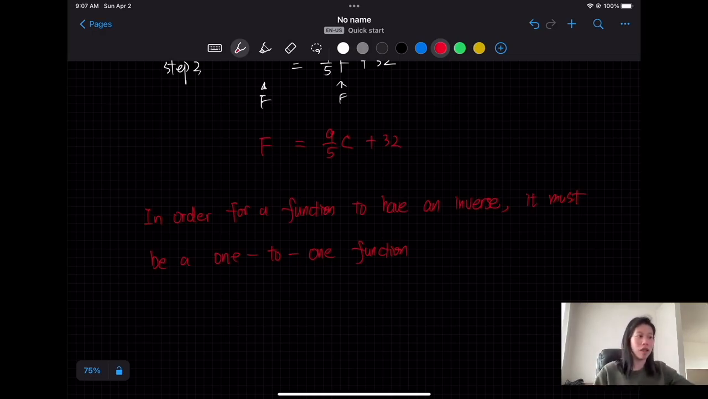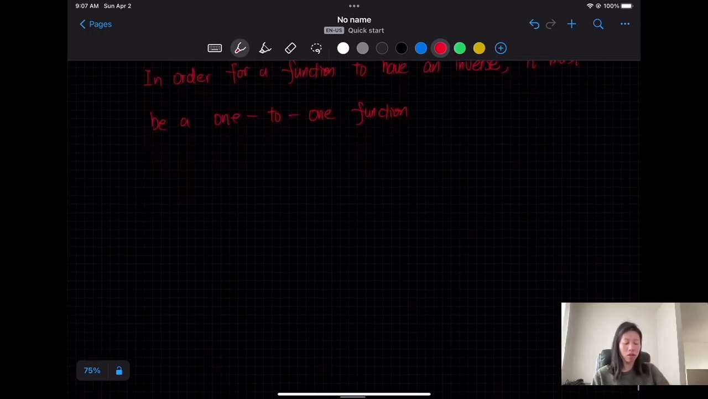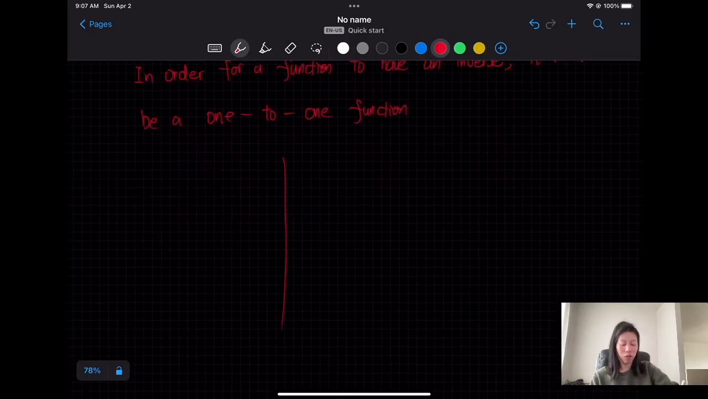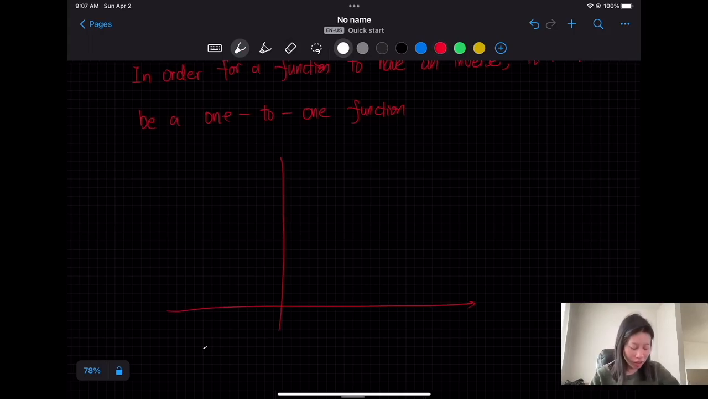Okay. So another property of an inverse function is the graph. The graph of an inverse function is very interesting. They are going to be symmetric about y equals x. So what is y equals x? Well, y equals x is the identity function.